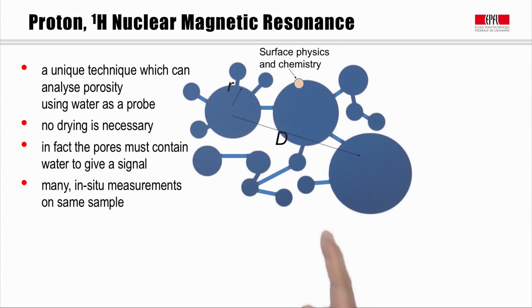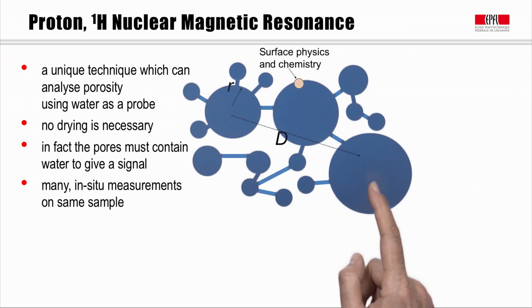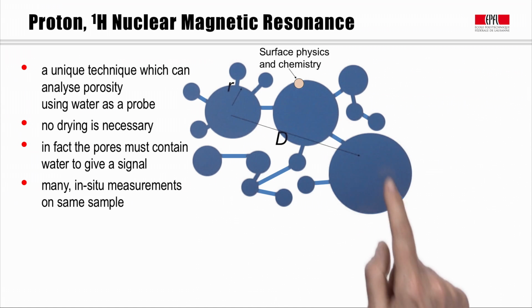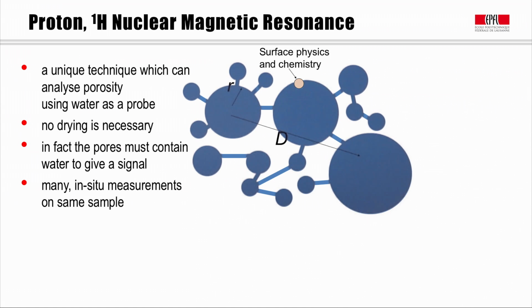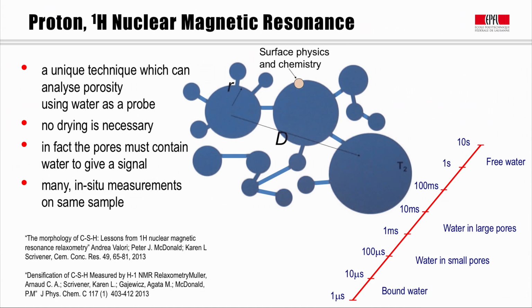And here we see a little schematic of a pore structure. You see there are big pores and smaller pores. The essential aspect is that we have water molecules in these pores moving around. And if they hit the surface, then they relax very, very quickly. So if we have water, like you may have in a bottle of water, this will have a relaxation time of about 4 seconds.